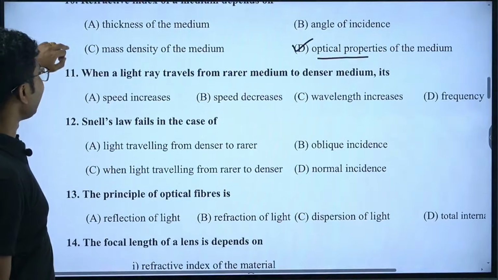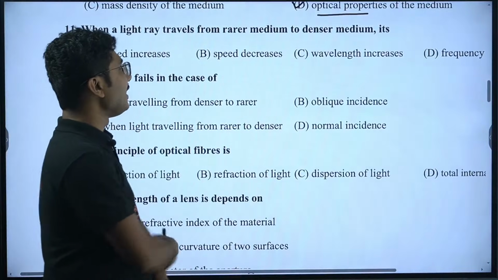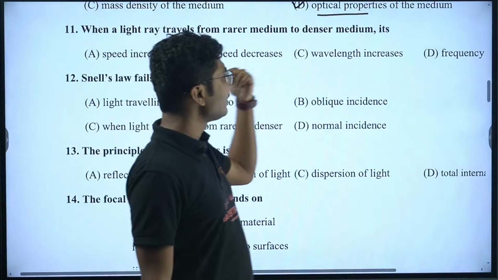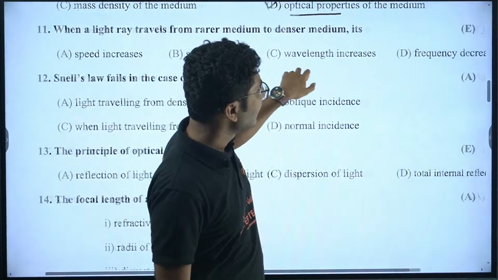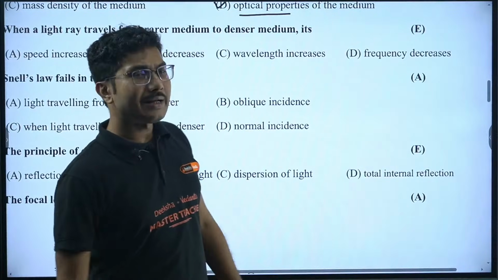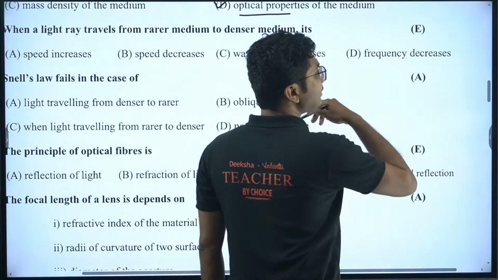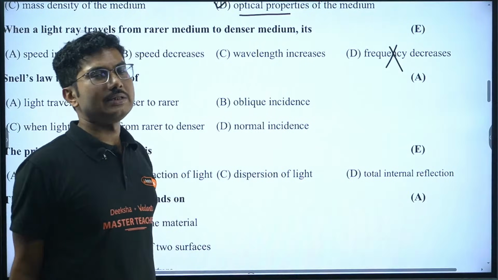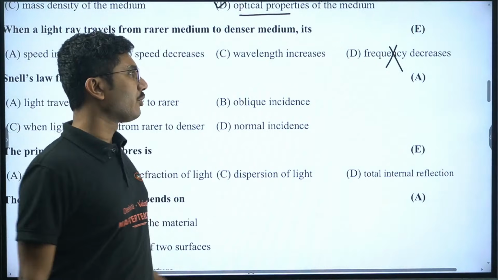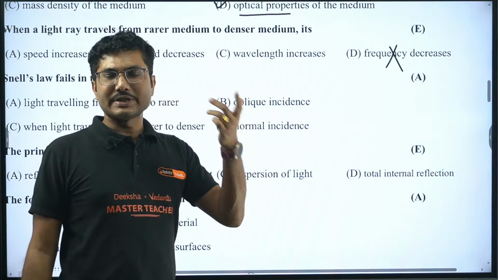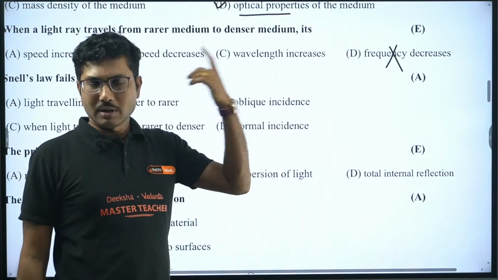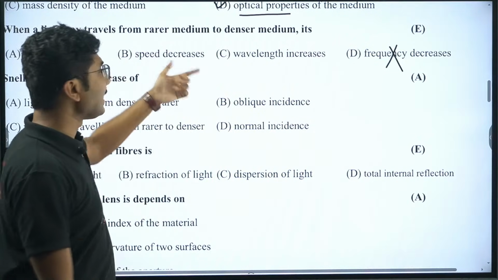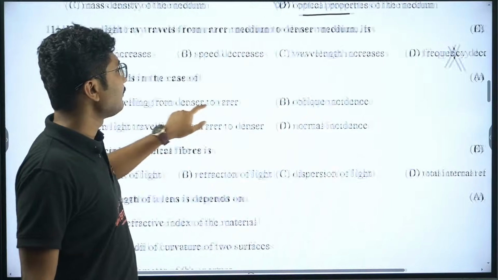When a light ray travels from rarer medium to denser medium, its speed increases, decreases, wavelength increases, frequency decreases. Let's see. Now remember that frequency of a light is constant. It does not matter in which medium it is. Frequency of light is a constant. It defines the ray. For example, gamma rays frequency is 10 to the power something. So that defines the gamma ray. Wavelength can change, speed can change, but frequency does not change.